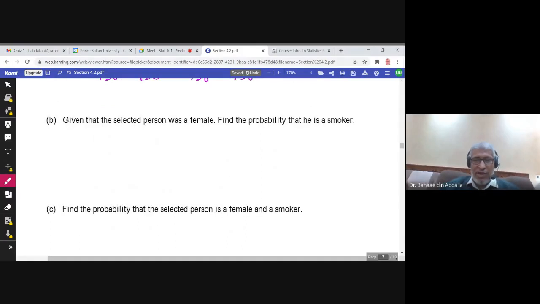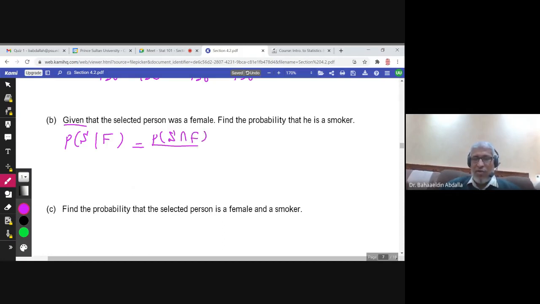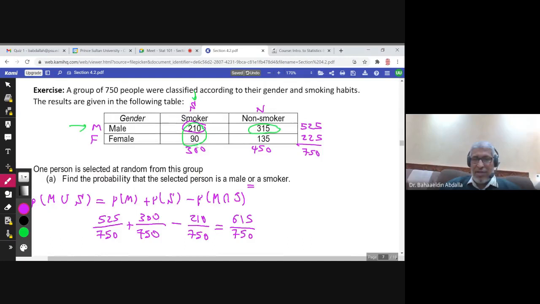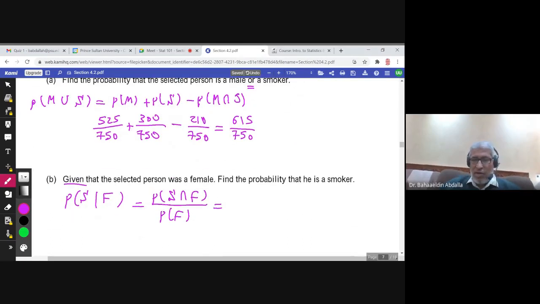Okay, another question. Given that, this is immediately a conditional probability. Given that the selected person was a female, so we know that she is a female, find the probability that she is a smoker. So we need to find the probability of S given F. By definition, this is the probability of S intersection F over the probability of F. Probability of S intersection F, let us see. This is F and this is S. I have 90, so I have 90 over 750.